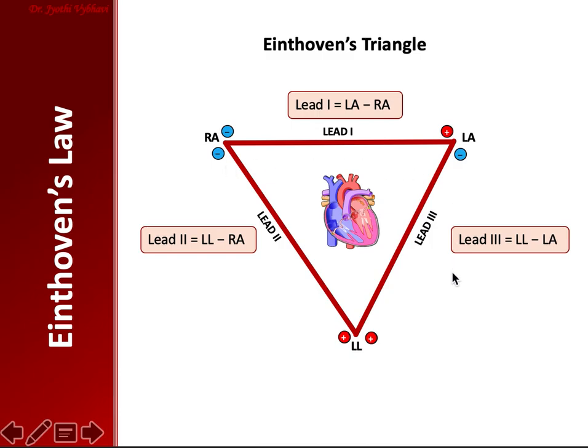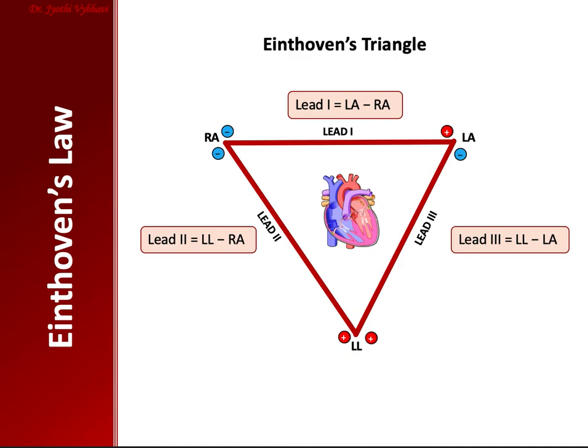Now let's move on. Lead 3 also points diagonally downwards. Its lower pole is positive, whereas the upper pole is negative. And lead 3 is given by the formula LL minus LA. Nothing more, it's just putting all the leads together and putting in the formula. Now Einthoven of course could have hooked the leads up differently, but he didn't do so. He has done it in a certain way.